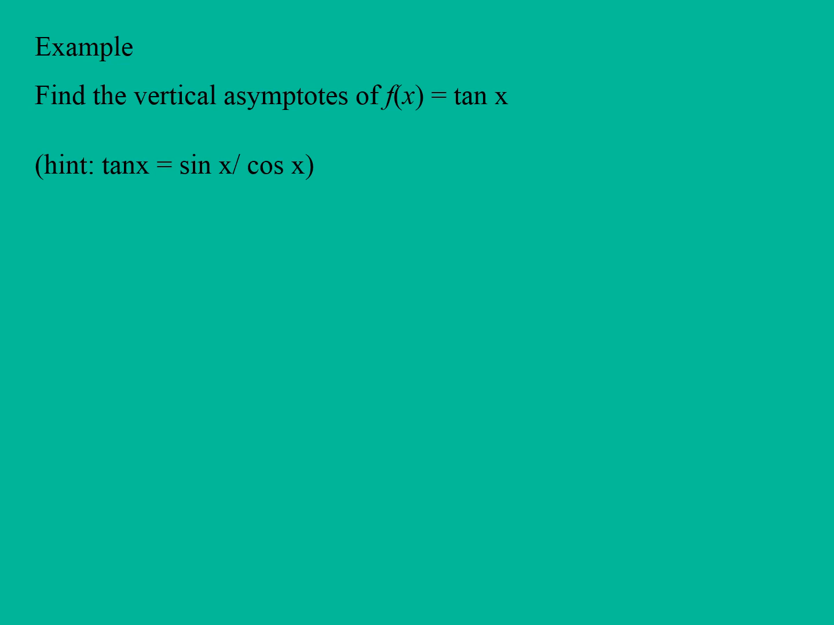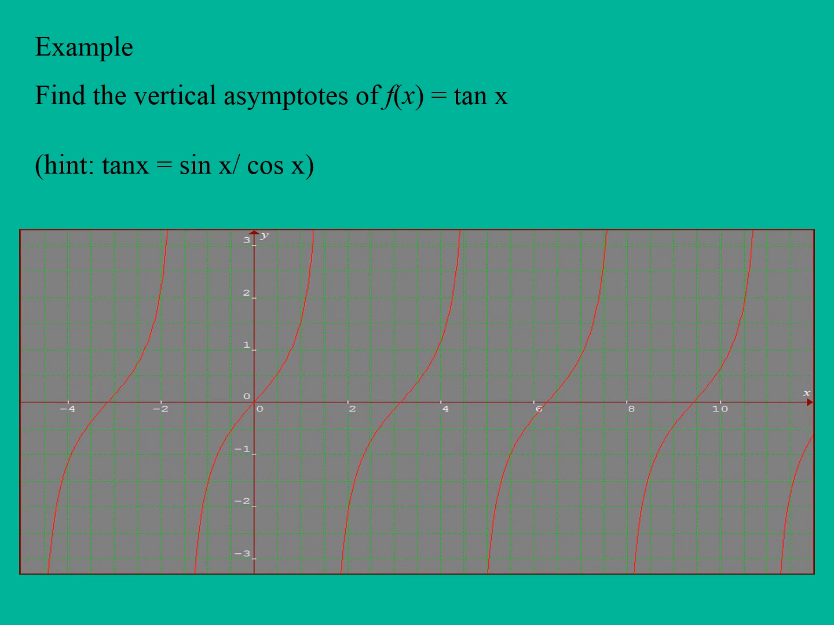Find the vertical asymptote of f of x equals the tangent of x. Well, here's a hint. Tangent of x equals sine x over cosine of x. So this function would be undefined when cosine of x equals 0. And we know that the cosine of x equals 0 when x equals pi over 2 and 3 pi over 2 between 0 and 2 pi.